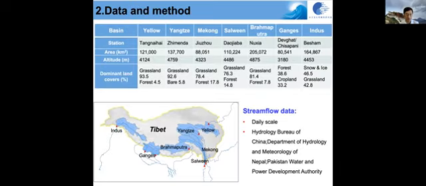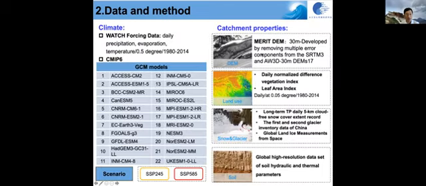Second, data and method. As shown in this table and in this figure, we focus on 7 basins on the Tibetan Plateau, including the south region of the Yellow River, Yangtze River, Mekong River, Salween River, Brahmaputra River, Ganges River, and the Indus River. For the climate impact assessment, we utilized simulations of daily temperature and precipitation from 22 CMIP6 models under 2 SSP scenarios. Moreover, catchment property datasets were also collected, including DEM, land use and land cover, snow and glacier, as well as soil information.